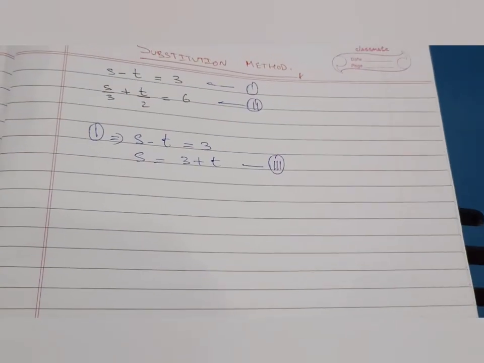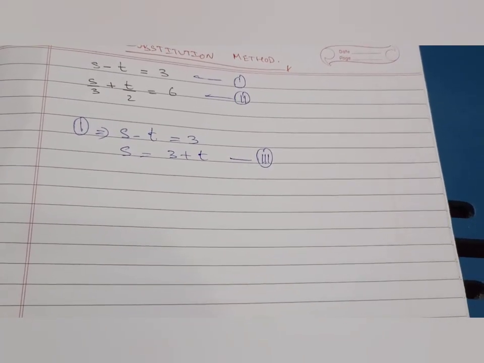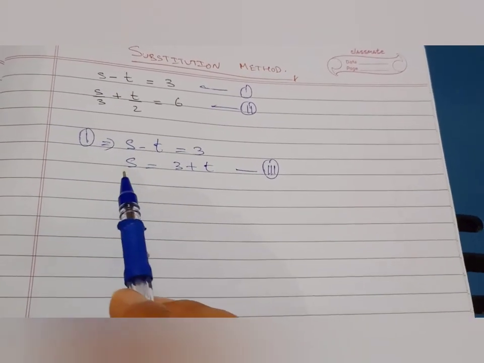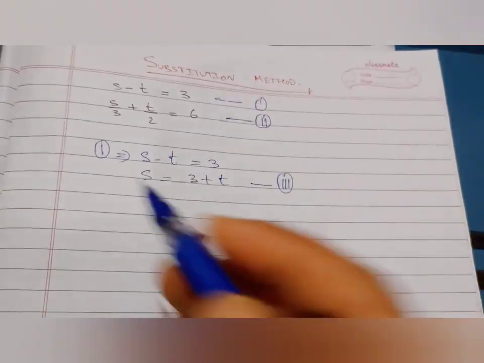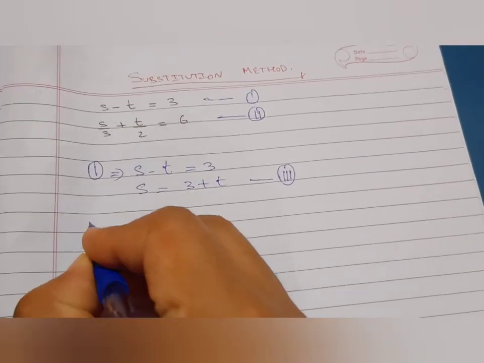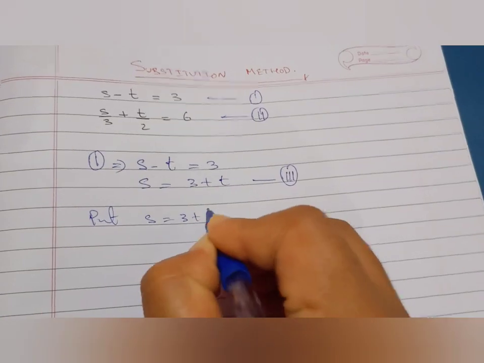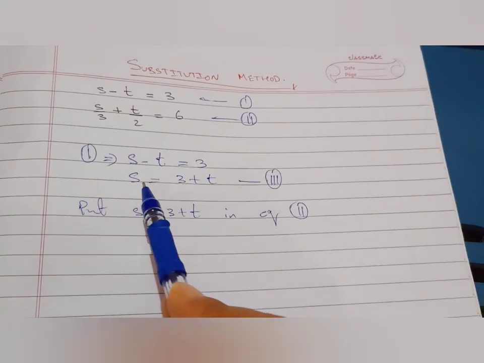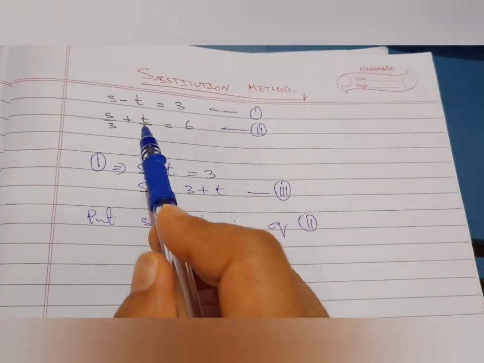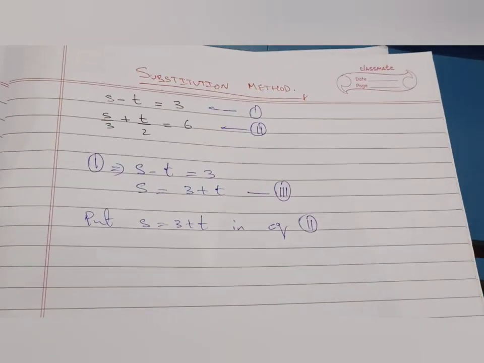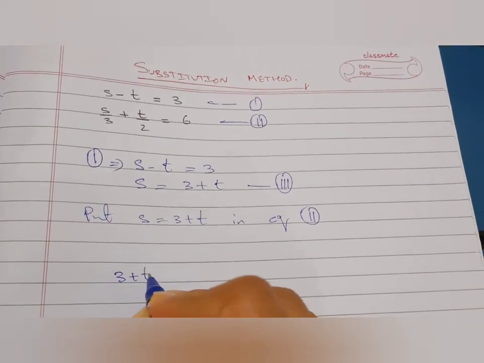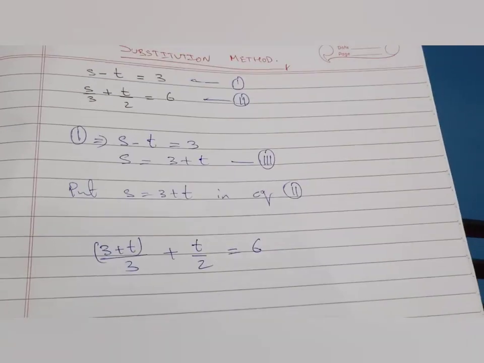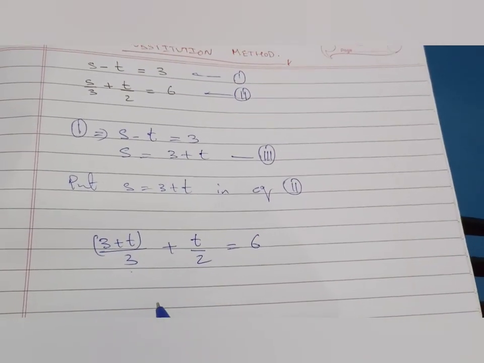The next rule while solving a pair of linear equations in two variables using the substitution method is to replace the value that has been expressed in terms of the other variable in the other equation. The other equation is equation number 2. So now we will put s equals 3 plus t in equation 2. We had manipulated equation 1 and established s in terms of t, and that value we are putting in the other given equation, equation number 2. Now in place of s, we will write 3 plus t, and the rest of the equation we will write as it is. Now the LCM of 3 and 2 will be 6.